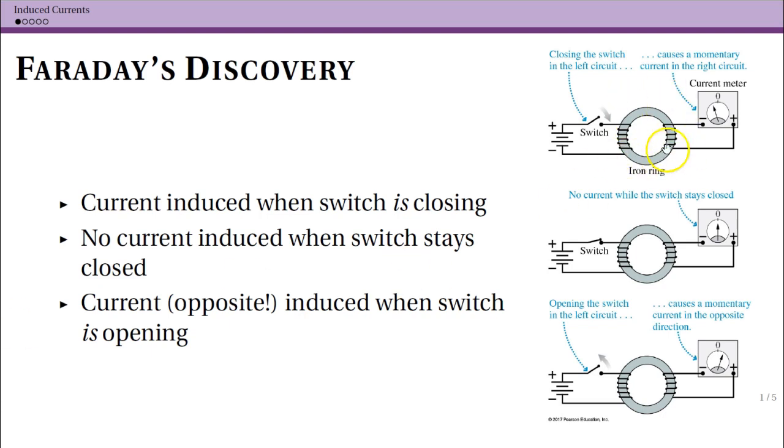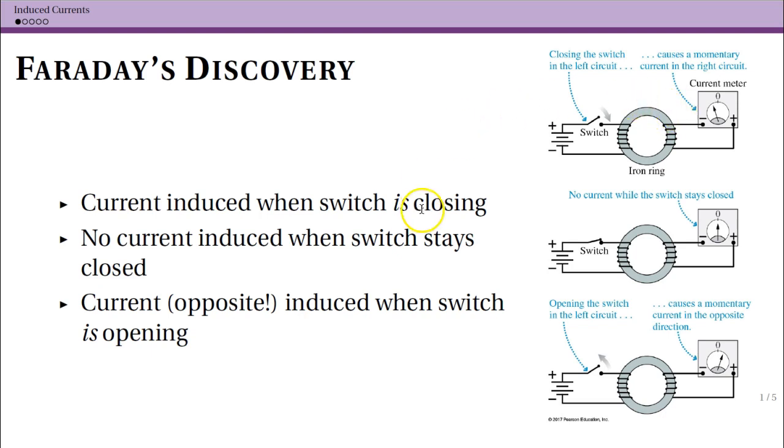The basic construct of the experiment is that there's an iron ring, and on one side of the iron ring there's a bunch of loops of wire that go around it, connects to a battery and a switch. On the other side of the iron ring there's a current meter, which then makes a complete circuit with a bunch of loops and comes back. So notice that on this side with the current meter there is no battery, right? And there's no electrical connection between what's on the right and what's on the left.